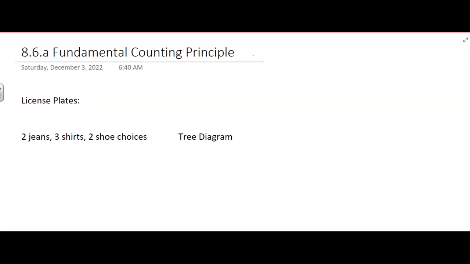Okay, so we're going to start kind of a different branch of mathematics now. We've been talking about sequences and summations and things like that, and a lot of times we include these principles along with that, but they really have to do with probability. And so we're going to do a little bit of that in sections 8.6 and 8.7.